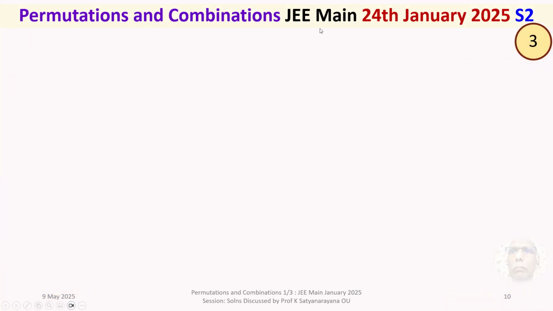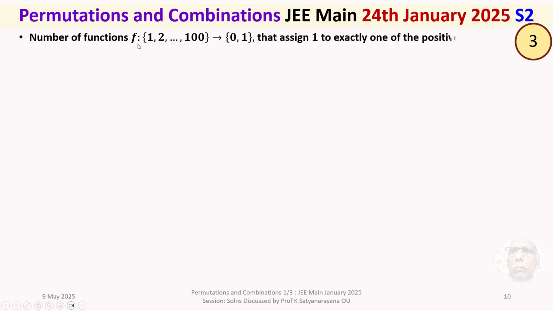This question has appeared in the JEE Main exam held on 24 January 2025 in the second shift. The given question is: the number of functions f from the set consisting of 1, 2, 3 up to 100 to the set consisting of two elements 0, 1 that assign 1 to exactly one of the positive integers less than or equal to 98.